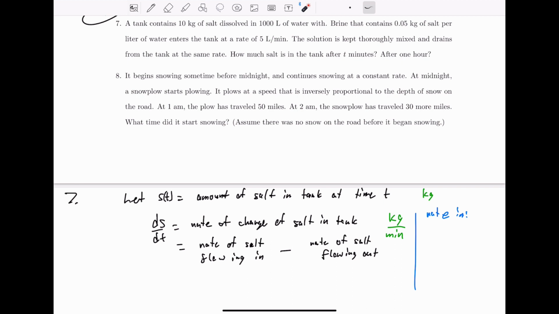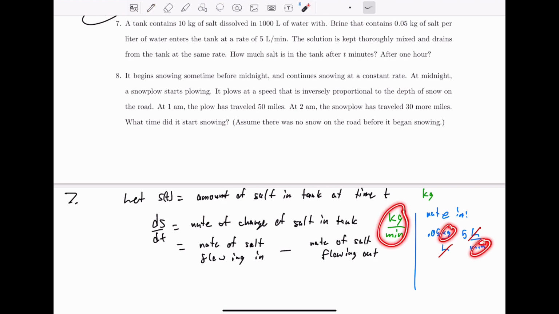So the rate of change of salt that's flowing in, that will be using the brine here that's flowing in. So the brine has a concentration of 0.05 kilograms per liter. And if we multiply the concentration of this solution by the rate at which that solution enters the tank, notice how the units work out. Let's multiply by 5 liters per minute. That's how fast the solution is flowing in. Notice that the liters here cancel, and we have units left over of kilograms per minute.